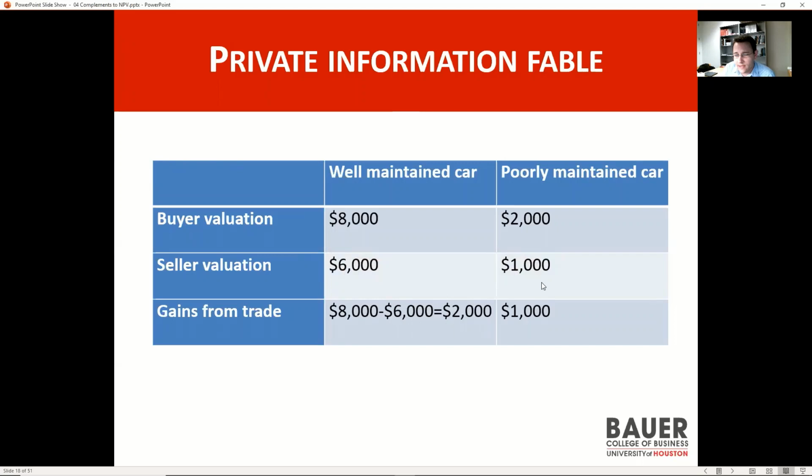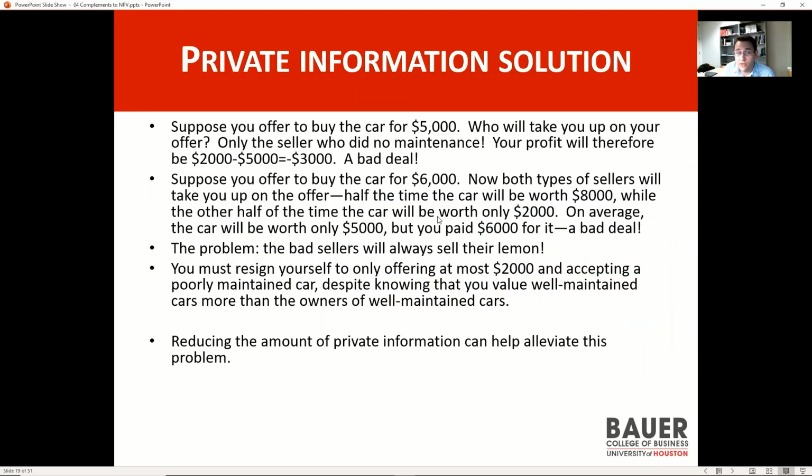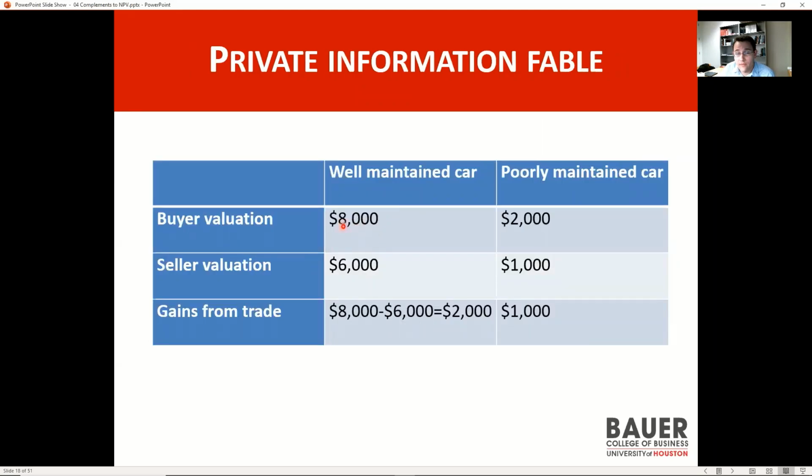Okay. So looking at this table, in both situations, whether the car was maintained well or not, the buyer values the car more, right? The buyer values it at $8,000 if it was well maintained. The seller only values it at $6,000. So they should trade here. There should be some price between $6,000 and $8,000 where they can both be happy. Likewise, if the car was poorly maintained, the buyer still wants the car for $2,000. The seller's still happy to get rid of it for more than $1,000. So there still should be some gains to trade here.